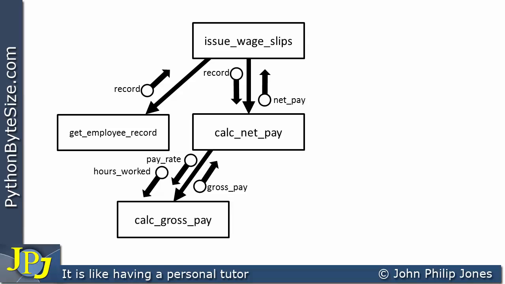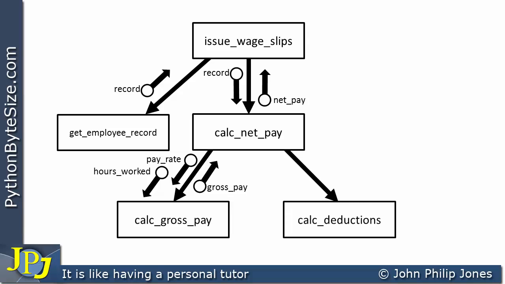The calculate net pay module is now going to call another module, and this module is going to be calculate deductions. If we're going to calculate the deductions, it's always based on what the gross pay is, so we will have to send the gross pay from calculate net pay to calculate deductions. And of course, calculate net pay knows what the gross pay is because it's just been given it by the calculate gross pay function. In addition to the gross pay being sent to calculate deductions, we also send the tax details, which have been extracted from the record. The calculate deductions module will work out what the deductions are and will pass that back to calculate net pay.